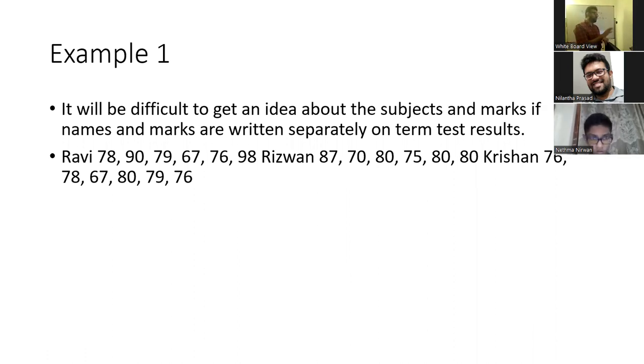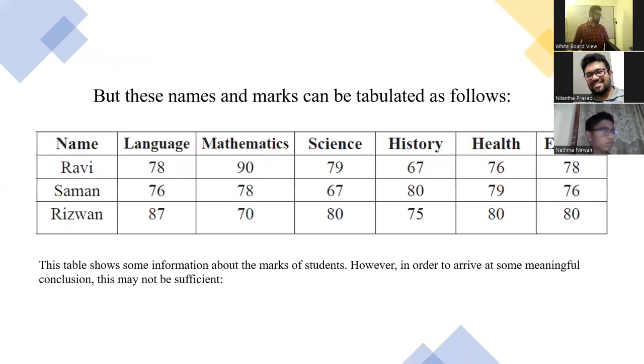Ravi, Rizwan, Krishan, 3 people have obtained marks for some subjects, such as for Ravi, it's going to be 78, 90, 79, 67, 76, 98, so on. Rizwan is going to have 87, 78, like that. But it doesn't describe the data. Right? It is not having any description about the data. So once you proceed, you can see, you can tabulate the data as follows.